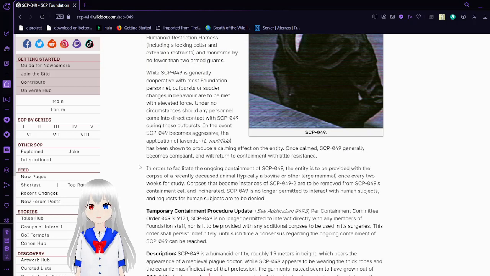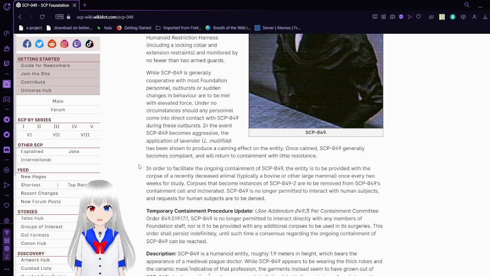While SCP-49 is generally cooperative with most Foundation personnel, outbursts or sudden changes in behavior are to be met with elevated force. Under no circumstances should any personnel come into direct contact with SCP-49 during such outbursts. In the event SCP-49 becomes aggressive, the application of lavender has been shown to produce a calming effect on the entity. Once calmed, SCP-49 generally becomes compliant and will return to containment with little resistance.